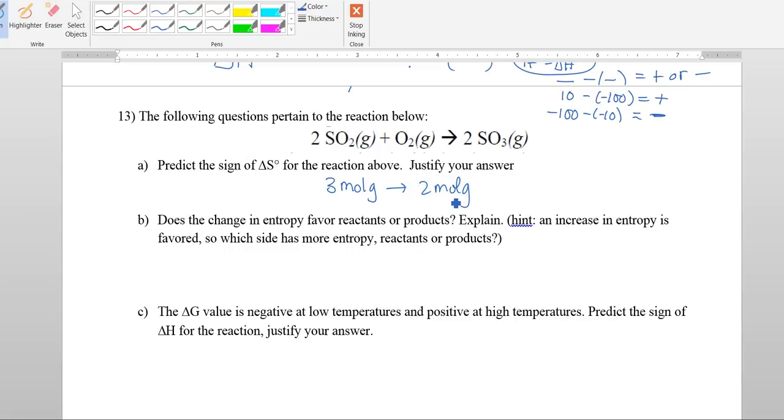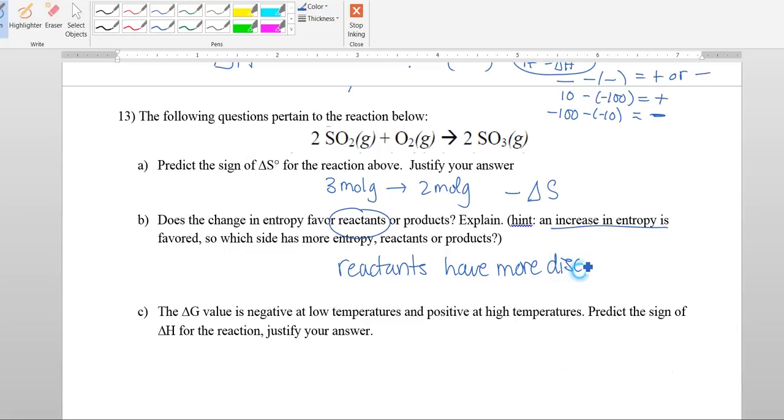So I have fewer moles of gas bumping around, so there's less disorder, so it is a negative delta S. Does the change in entropy favor reactants or products? Having more entropy is kind of like favorable in the universe. So the entropy is going to favor the side with more disorder. So the change in entropy favors reactants. Okay, so the reactants have more disorder.